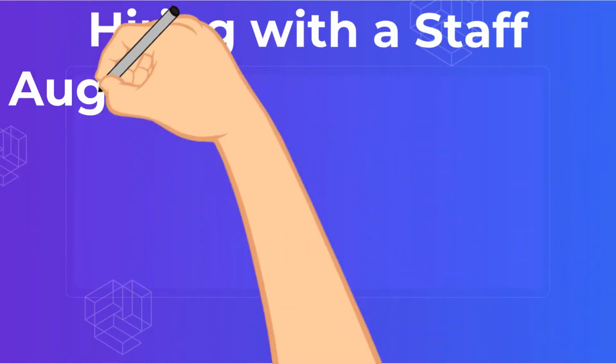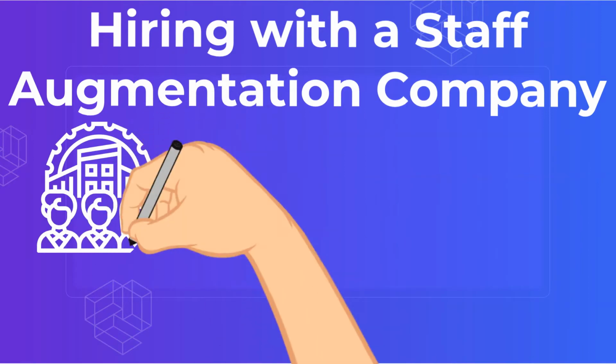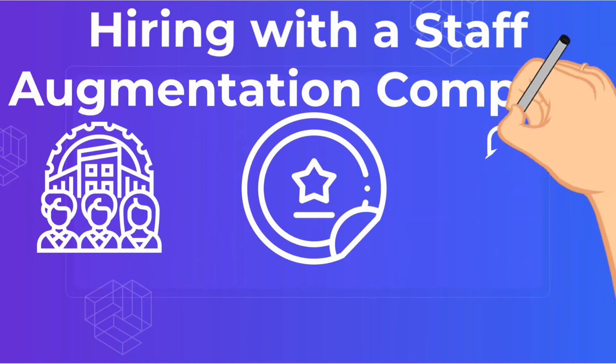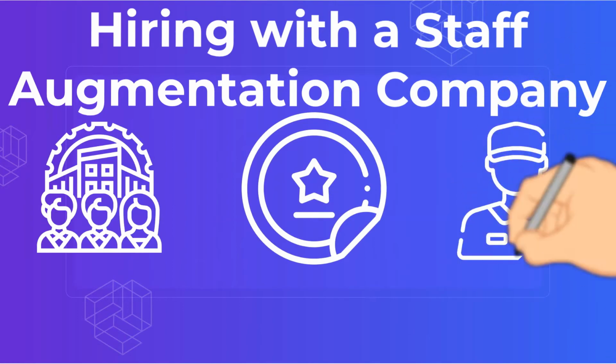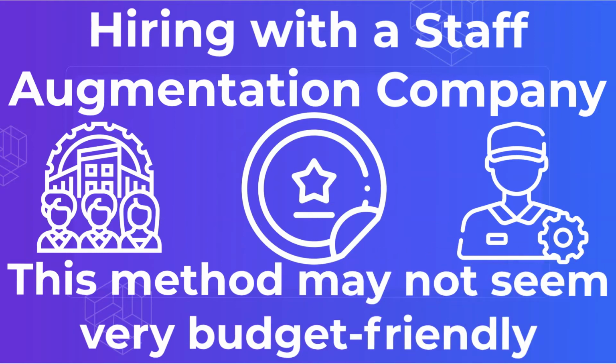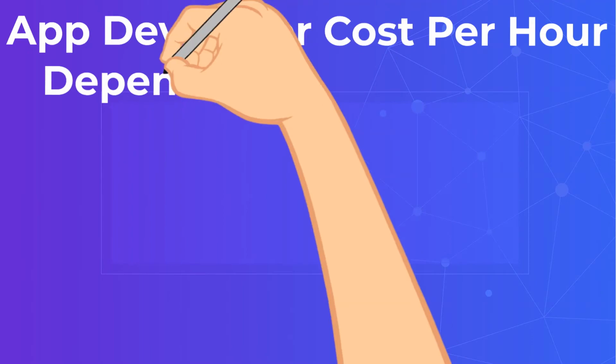3. Hiring with a staff augmentation company. As in the case of agencies, this method may not seem very budget-friendly, but when you choose an outstaffing company, you choose a reliable high-quality partner who will help you not only find a developer for your company, but also help with technical issues.